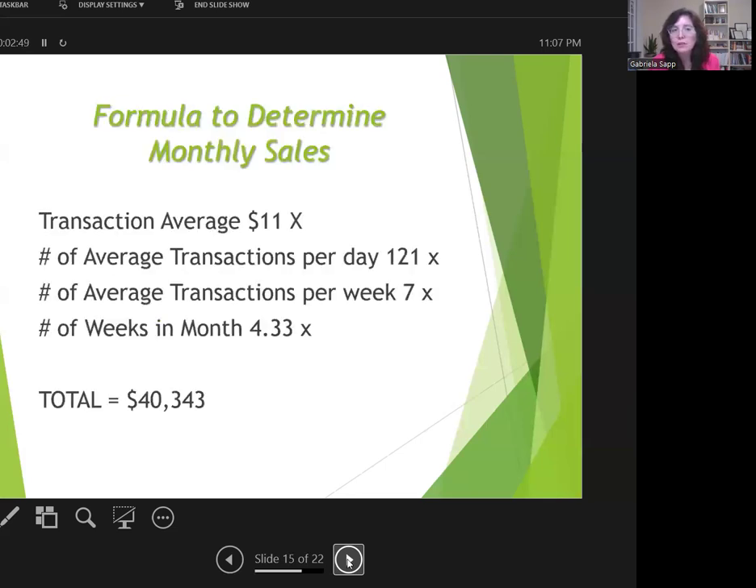There is a formula to determine monthly sales. Transaction average $11. You find this information in your POS data of the prior period. So you determine this transaction average of $11. And what are some of the factors that will affect this average transaction size?